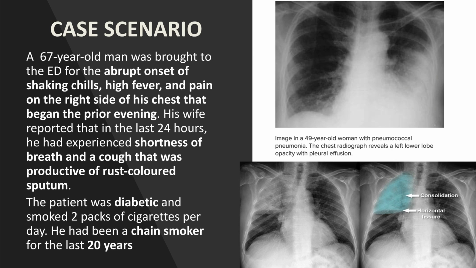A 67-year-old man presents to emergency with abrupt onset of shaking chills, high fever, and right-sided chest pain that began the previous evening. His wife reports a 24-hour history of shortness of breath and productive cough with rust-colored sputum. The rust-colored sputum is characteristic of pneumococcal pneumonia, resulting from red blood cells in alveolar exudate.